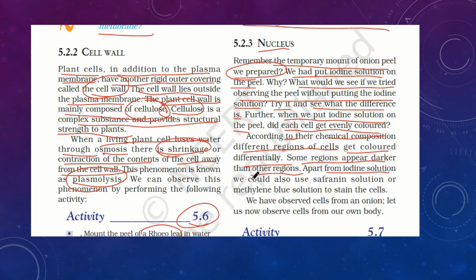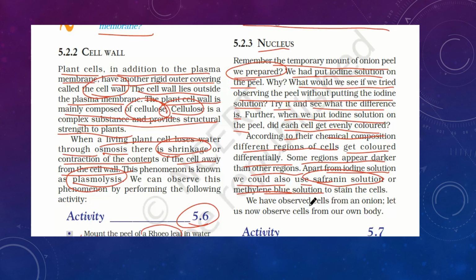Apart from the iodine solution, we would also use safranin solution or methylene blue solution. These are commonly used in the lab. When you go, just ask your teacher to show you which one is the safranin solution, which one is methylene blue, and which one is the iodine solution.